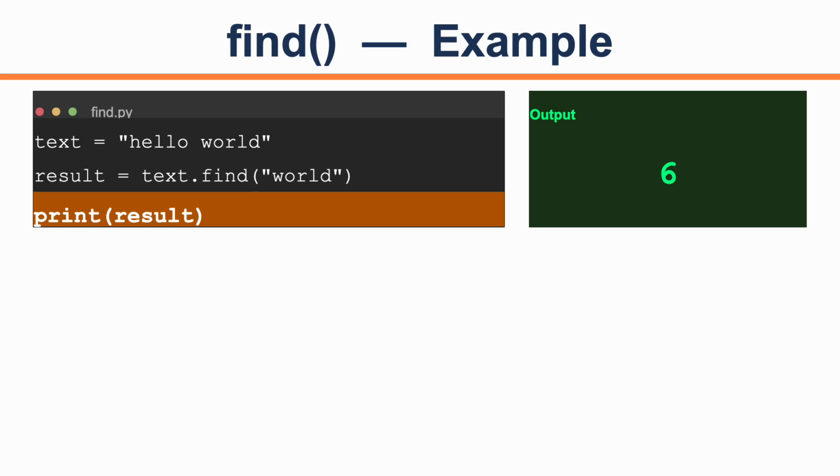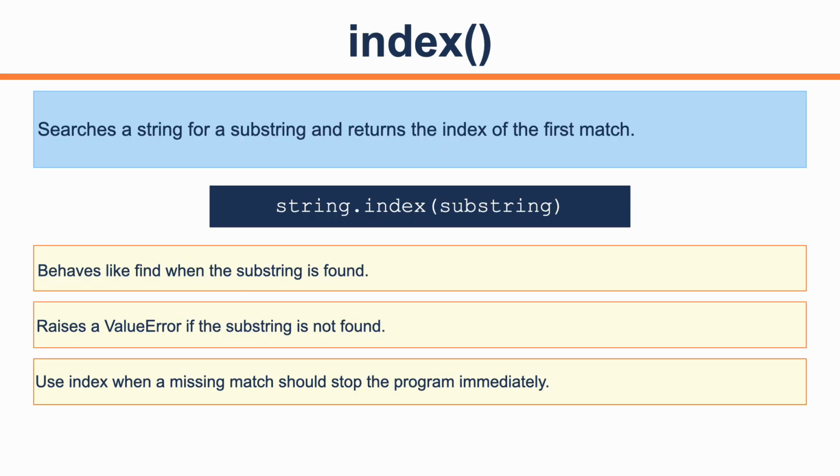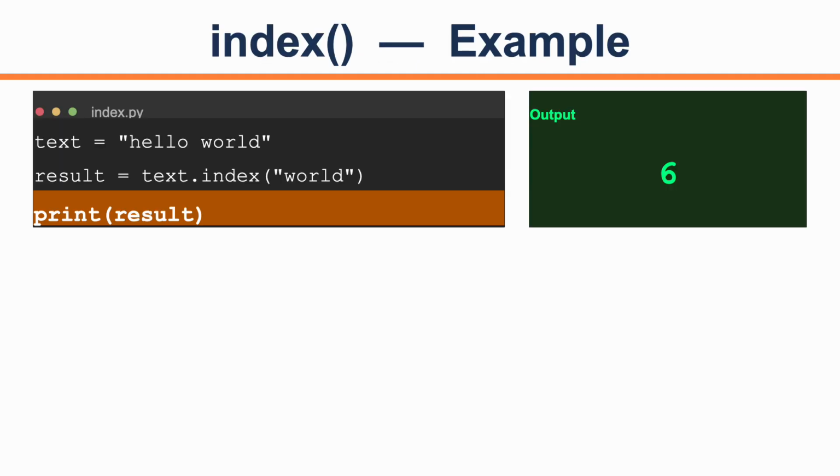We call find with the argument world. It returns 6 because the letter W is at position 6. The index method also searches a string for a substring and returns the position of the first match. The difference is that index raises a value error if the substring is not found. Find returns -1. Here we call index on the string hello world with the argument world. It returns 6, the same as find. When the substring exists, both methods behave identically.